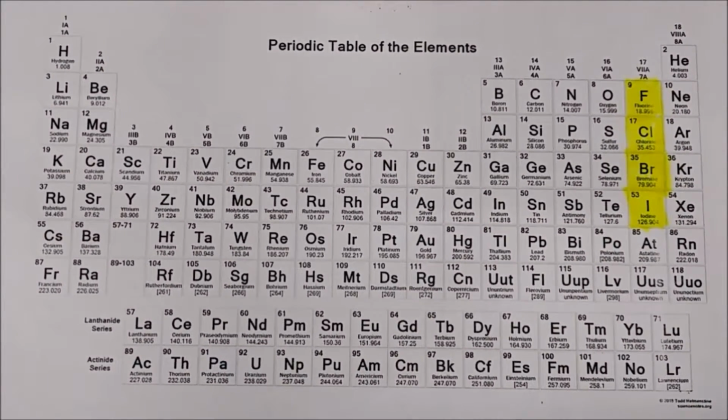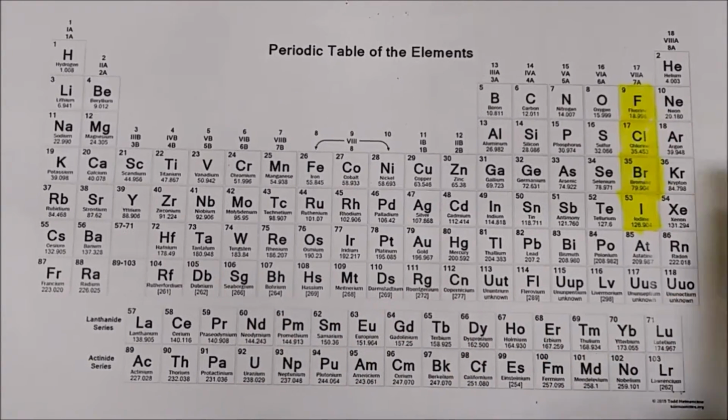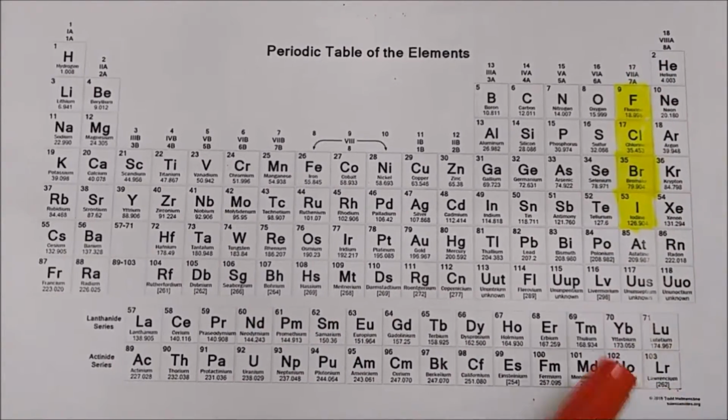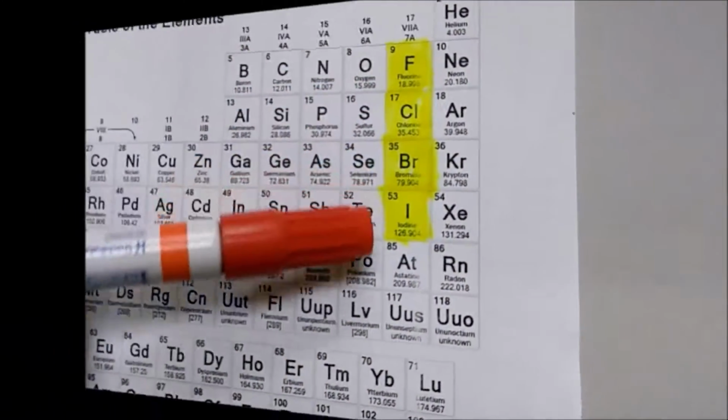Present about the halogen groups. Halogen groups are located at the most right of the periodic table. This is group 7, which is fluorine, chlorine, bromine, iodine.